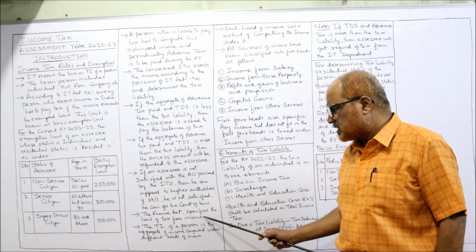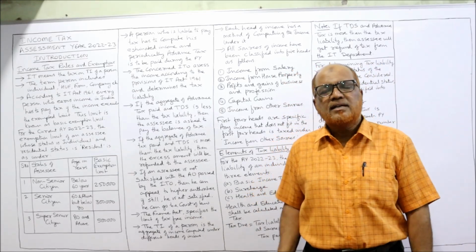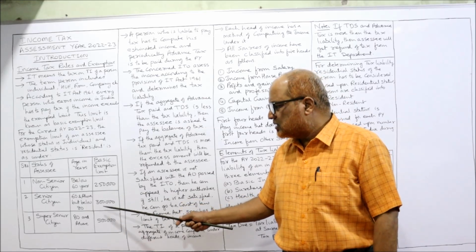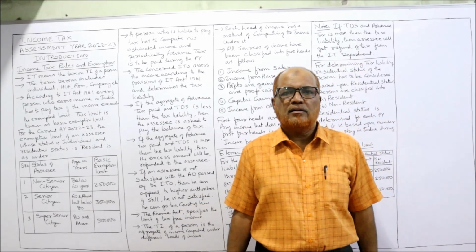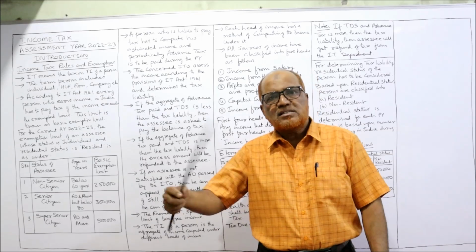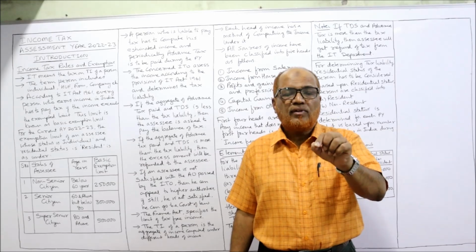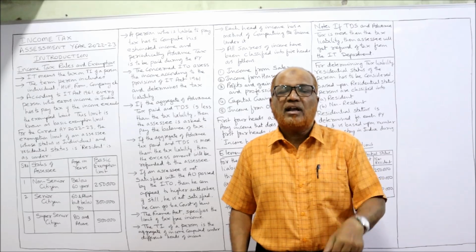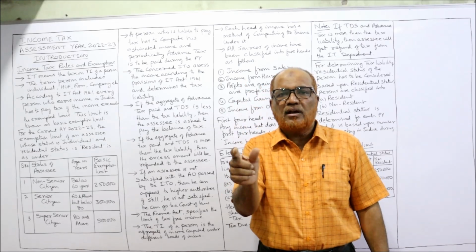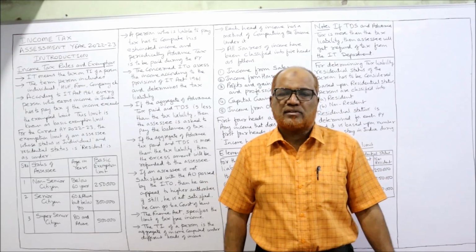Next, the Finance Act specifies the limit of tax-free income, exempted income. This 2,50,000, 3,50,000, 5 lakh is not the same since a long back. It is only for the current year. Next year, these limits may change. So every year a finance bill will be passed in the parliament. In that finance bill, the tax-free income or exemption limit will be fixed and different rates will be fixed.